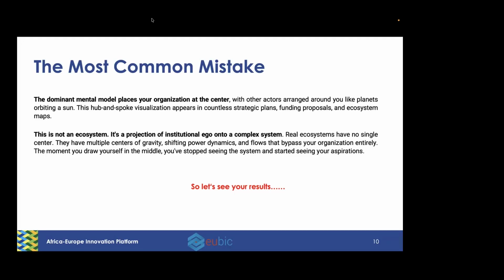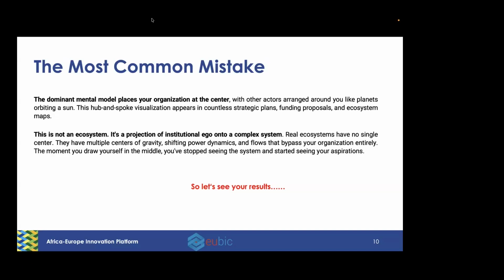This slide points to a mistake that appears again and again in ecosystem work. When organizations map an ecosystem, they almost always place themselves in the center. It happens because we see the ecosystem from our own position. That's fine and okay for the beginning.